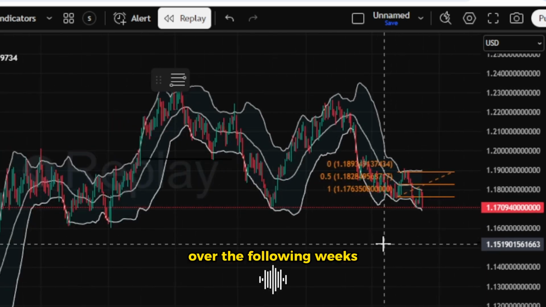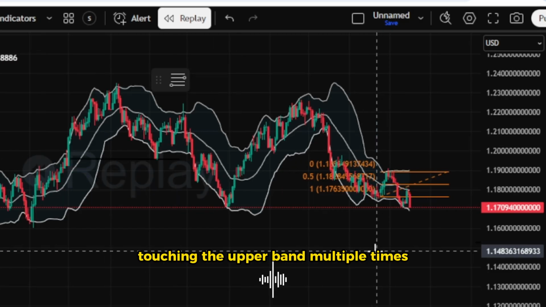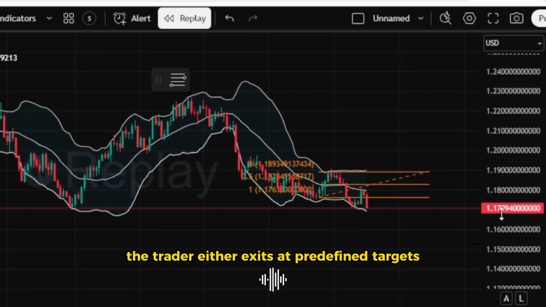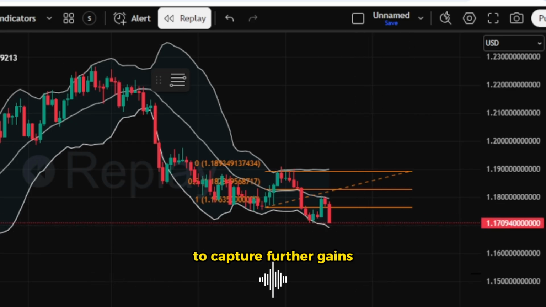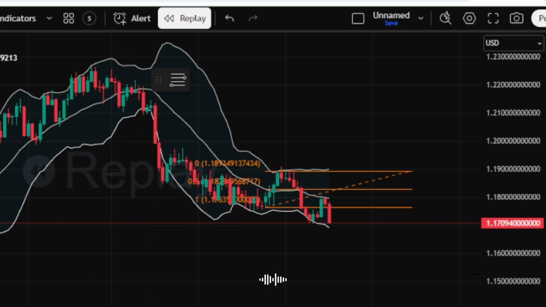Over the following weeks, price resumes its upward trajectory, touching the upper band multiple times before showing signs of exhaustion. The trader either exits at predefined targets aligned with previous highs or uses a trailing stop beneath the rising lows to capture further gains. This disciplined adherence to the strategy yields a high reward to risk outcome with minimal drawdown.